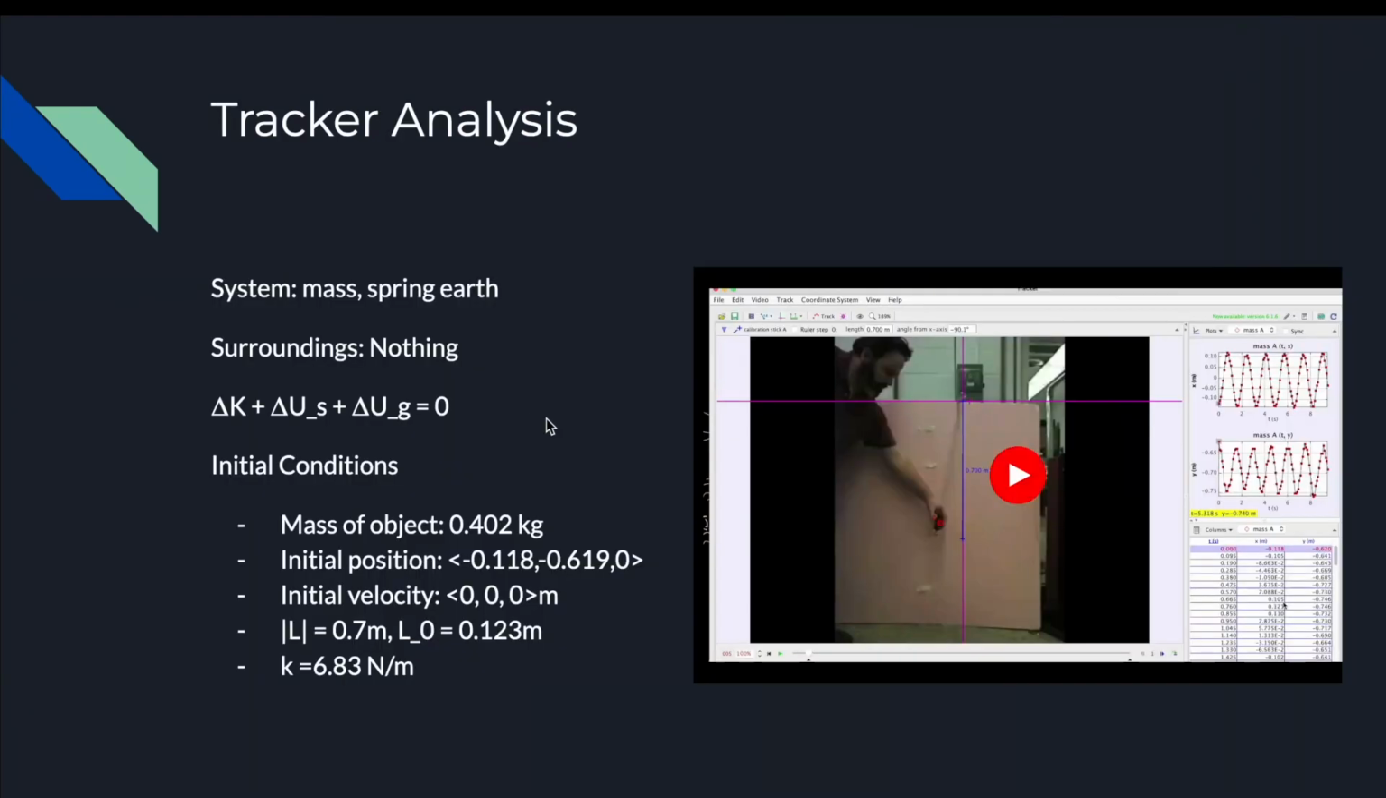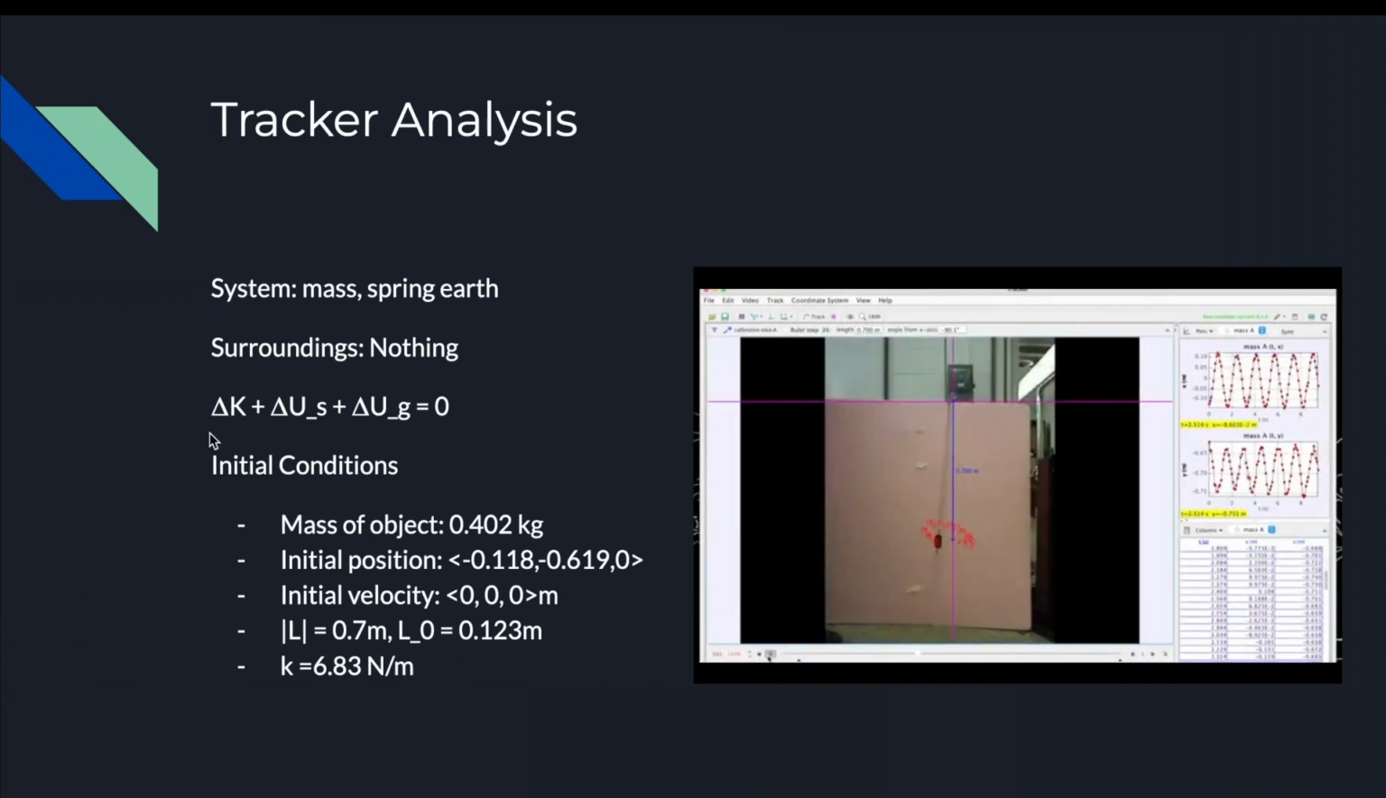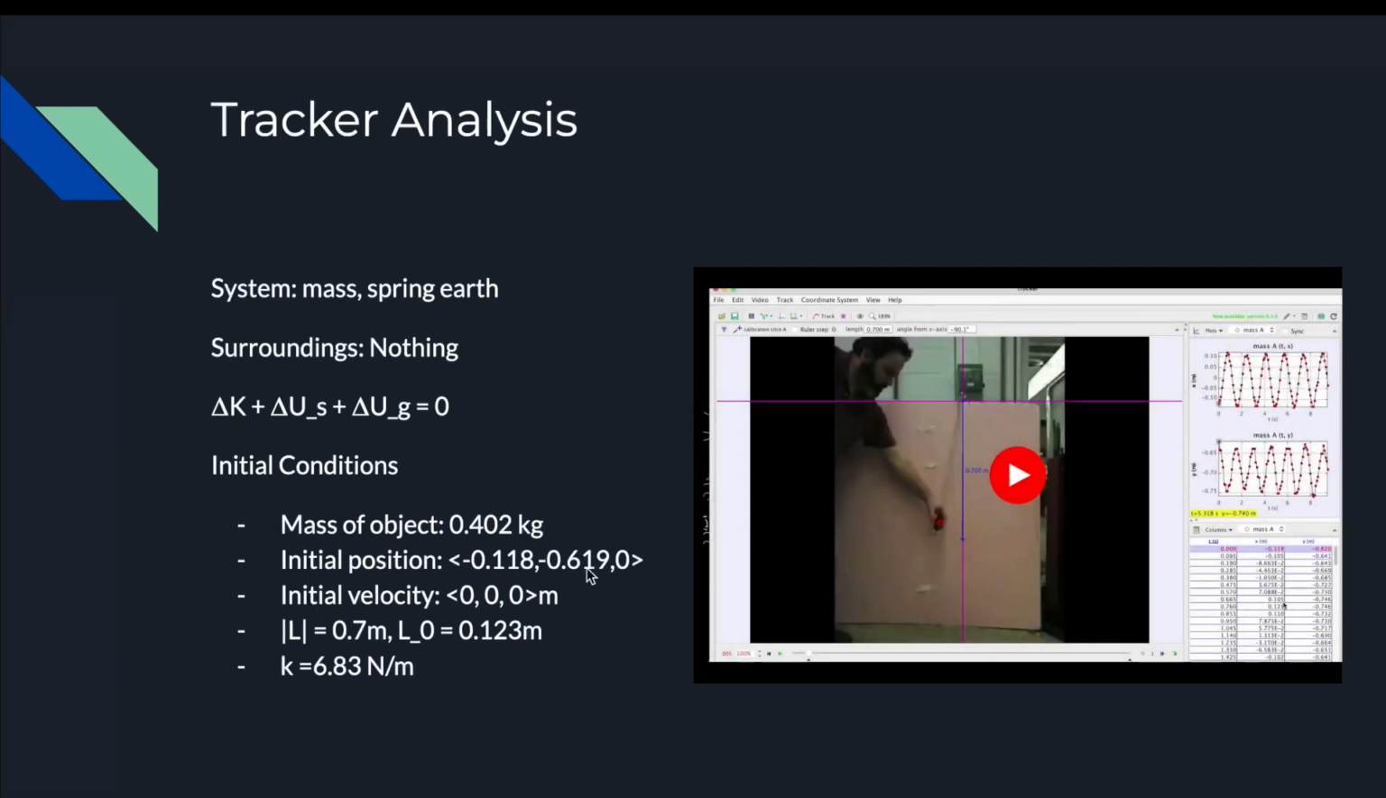So here's the Tracker analysis. The system is the mass, spring, and Earth, and the surroundings are nothing. Therefore, we set the change in kinetic energy and the change in the potential energy of the spring and gravity to be equal to zero. Here's the mass of the object and the initial position found in Tracker, and the initial velocity is at rest, so zero. And then these are the stretched length and the relaxed length of the spring and the spring constant, 6.83 newtons per meter.